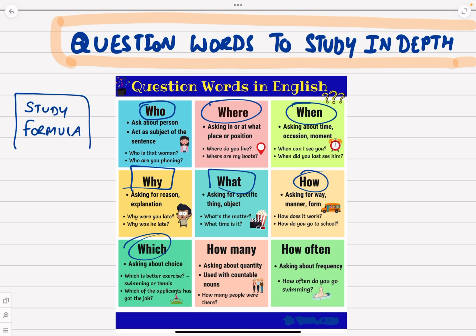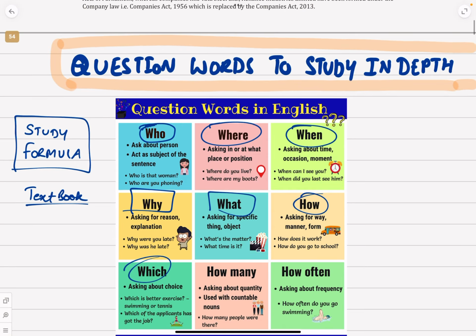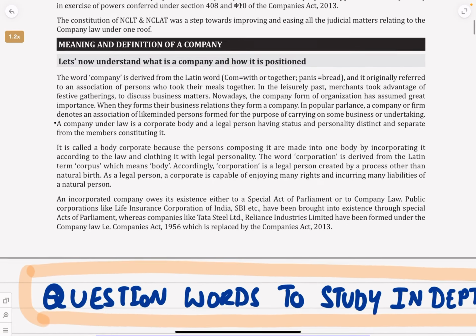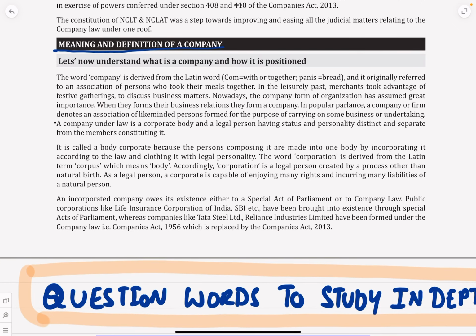The study formula relating to question words is that whenever you study anything from your textbook or your material or any particular reading material, you need to ask these questions. That way you are going to go in depth. Let me show in a very small and brief manner how this works. So let us take for example the meaning and definition of a company.